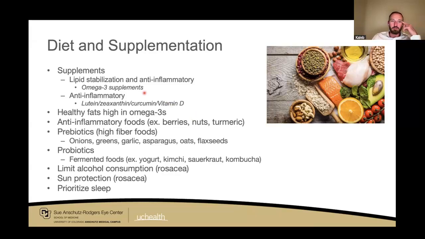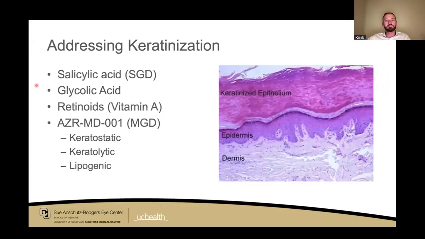In the field of dry eye, we have oral omega-3 supplements for MGD. There's also a supplement that contains lutein, zeaxanthin, curcumin, and vitamin D that I find works really, really well for MGD and ocular rosacea in particular. Now, when it comes to addressing keratinization, we do not have anything that we can use for meibomian gland dysfunction yet.